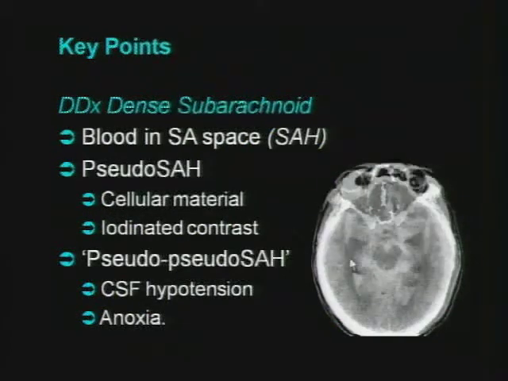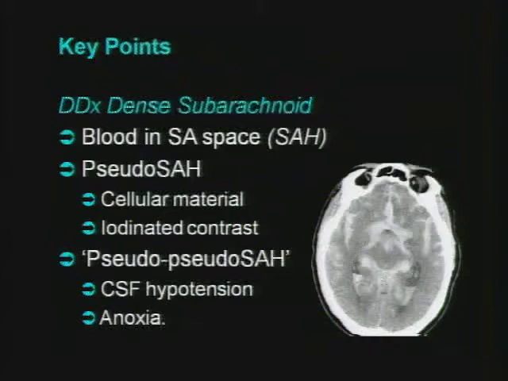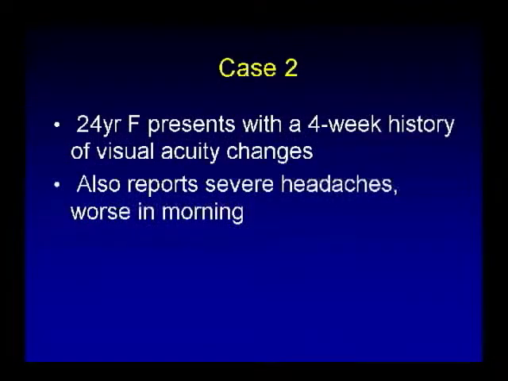And then finally, diffuse density and layering within the ventricles, subarachnoid hemorrhage is most common. Okay, let's move on to case number 2.